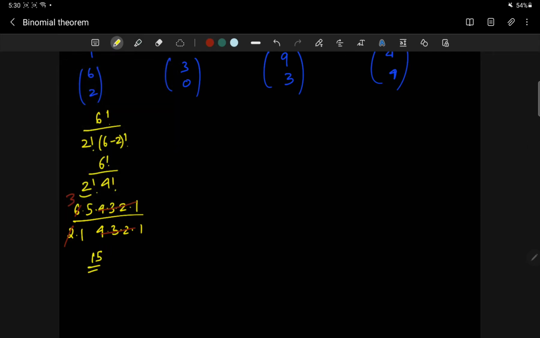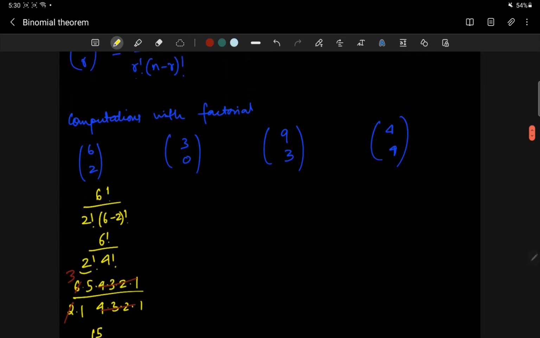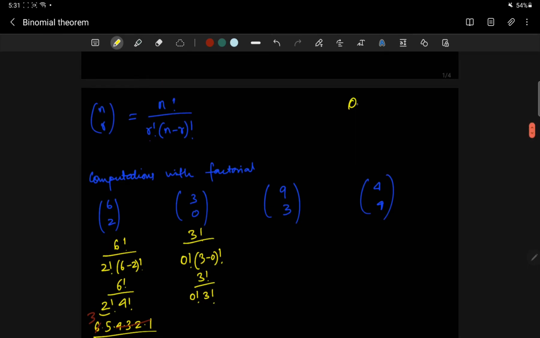So all of these are going to come out to be numbers. Basically, something or the other is going to cancel out. So 3, 0, this is going to be 3 factorial, 0 factorial, 3 minus 0 factorial. So that's 3 factorial, 0 factorial, 3 factorial. Now that brings us to the question of what is 0 factorial?